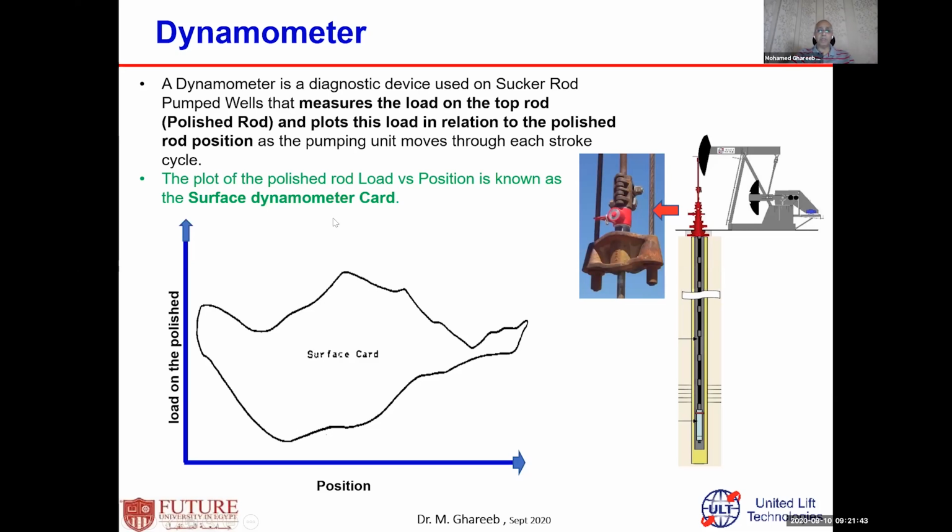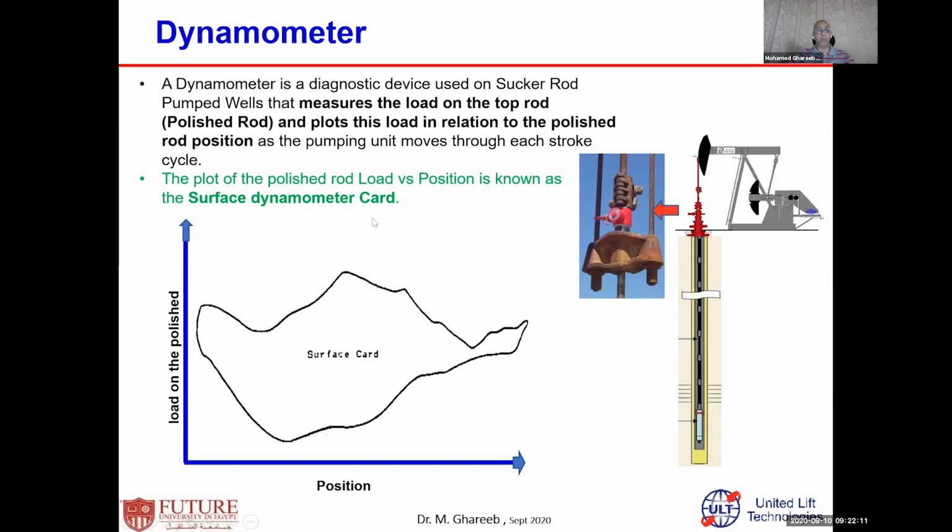Then the dynamometer, in the end, we can say it's the plot of the polished rod load, the load here at the polished rod, versus the position of the polished rod. The polished rod is here, or here, or here. Whenever the polished rod moves, the position is measured. Then my dynamometer card, what we call the surface dynamometer card.